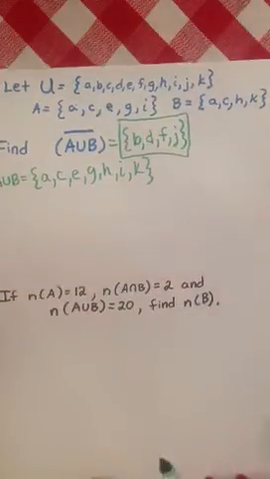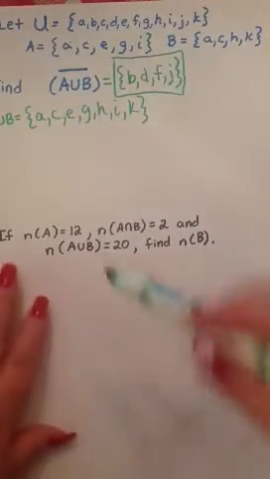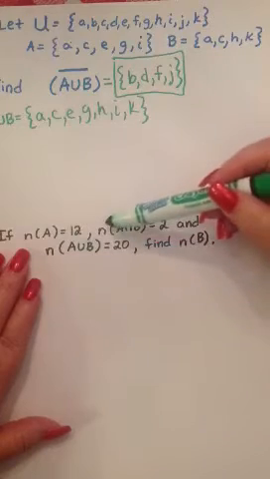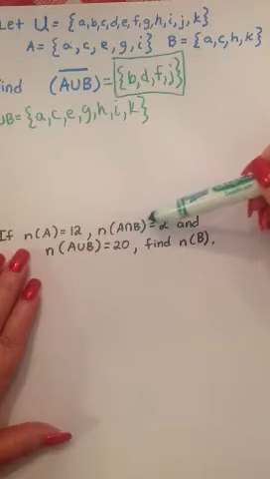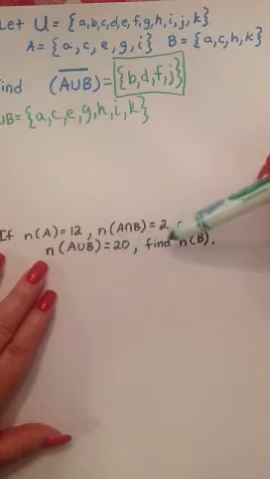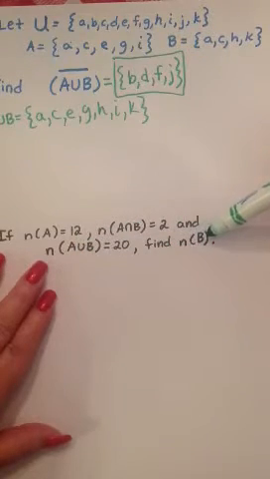All right, let's look at this next little section here. It says if the number of elements of A is 12 and the number of elements in A intersection B is 2 and the number of elements in A union B is 20, find the number of elements in B.